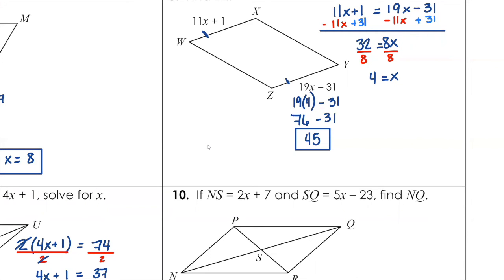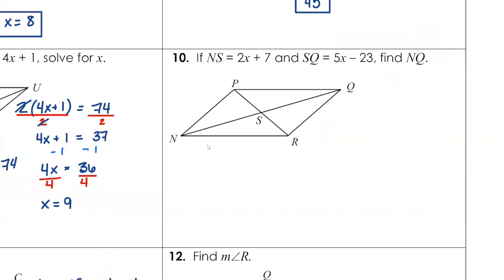NS is 2x plus 7. And SQ is 5x minus 23. Find the length of NQ. So they want this whole length. Well, what do we know about the two values they gave us? What did PR do to NQ because this is a parallelogram? It bisected it. When it bisects it, it cuts it in half.